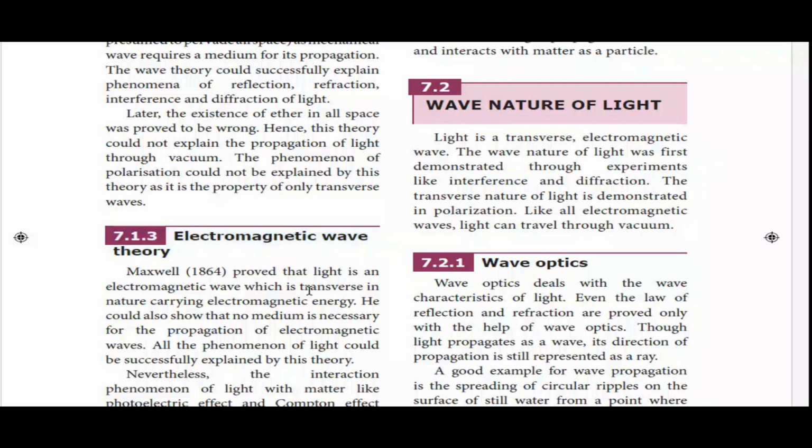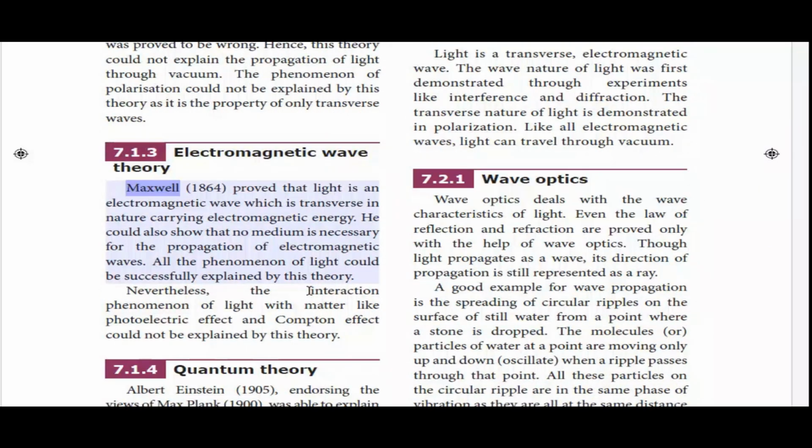Electromagnetic wave theory. 7.1.3 Maxwell, 1864, proved that light is an electromagnetic wave which is transverse in nature, carrying electromagnetic energy. He could also show that no medium is necessary for the propagation of electromagnetic waves. All the phenomena of light could be successfully explained by this theory.